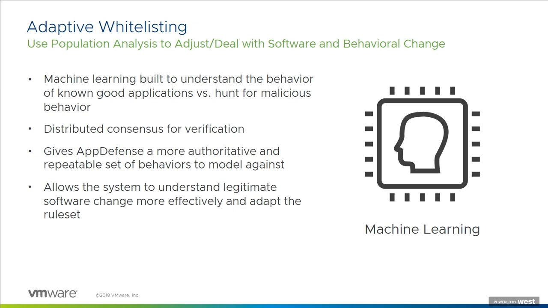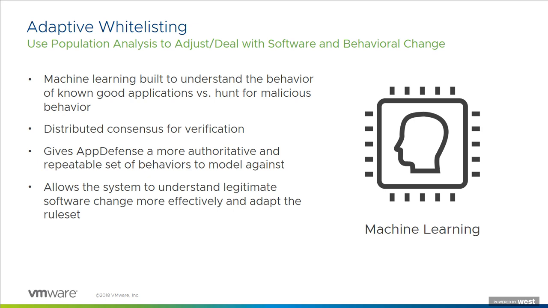And this is what allows our system to understand what is legitimate versus what isn't legitimate, and what shouldn't be reputable or trusted behavior. So this allows our rule set to adapt and evolve, because we have this very broad data set. So that's how we apply this concept of machine learning within AppDefense.